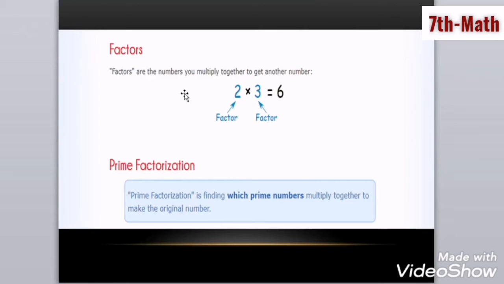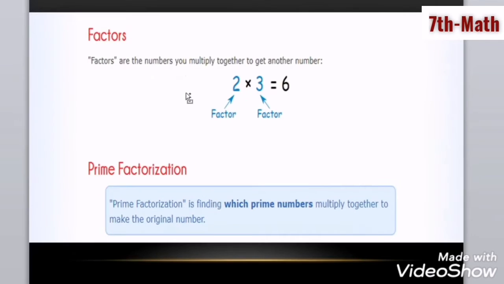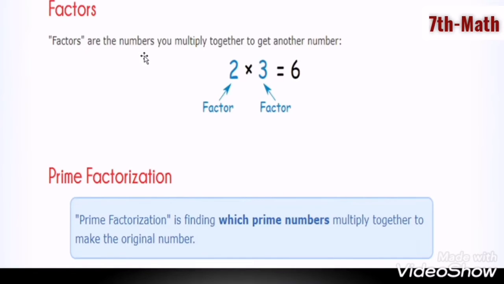What are factors? Factors are numbers you multiply together to get another number. That means you can multiply two prime numbers or more than two prime numbers to get a number. If you are going to factorize a number, these prime numbers in multiplication form will give you the factors of this number. Prime factorization is finding which numbers multiply together to make the original number.